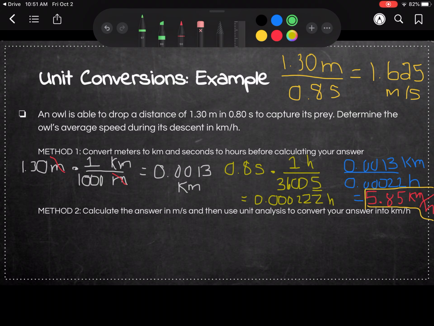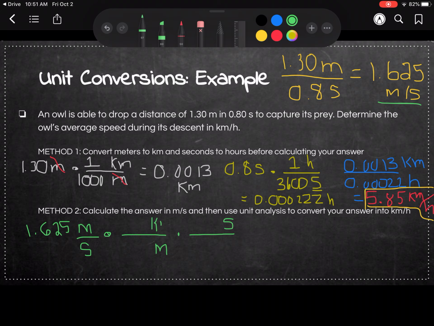Underneath, we're going to try a different way. Calculate the answer in meters per second, which we've done up here. So I've done the division. Then use unit analysis to convert. So we got an answer of 1.625. That's meters over seconds. Now we're going to do a couple conversions, just like we did, all in one step. We've got meters on the top, we need meters on the bottom. We've got seconds on the bottom, we need seconds on the top.